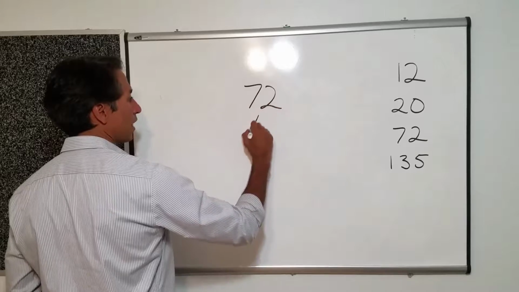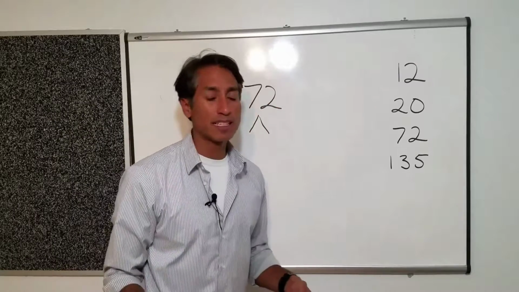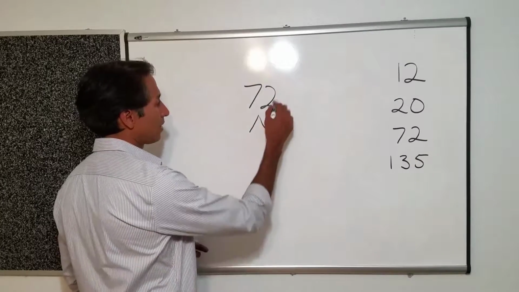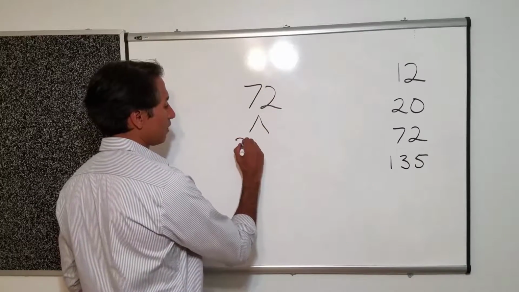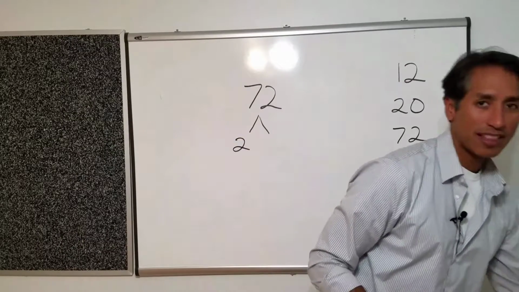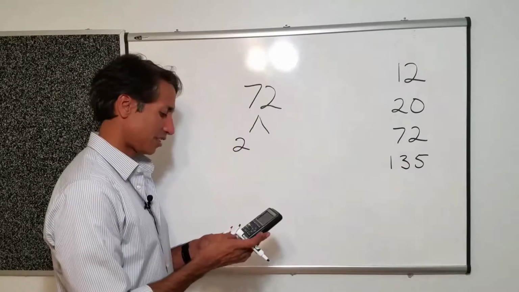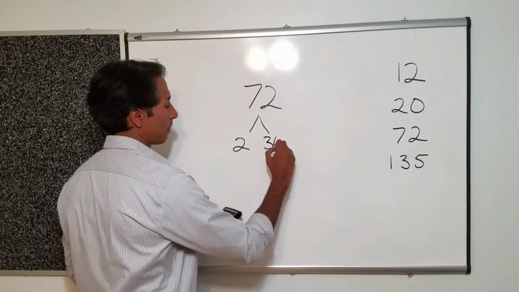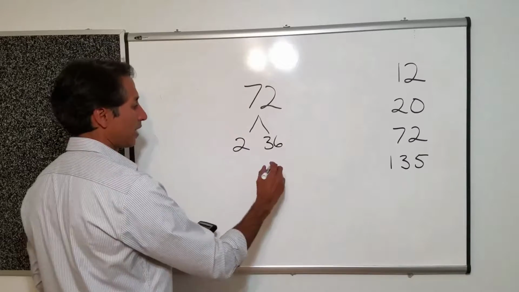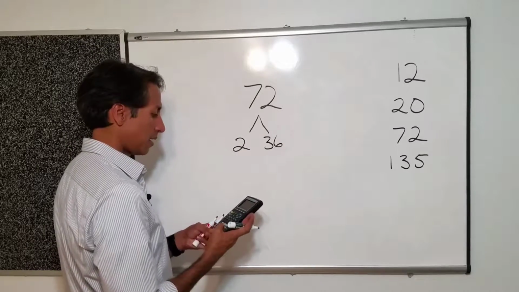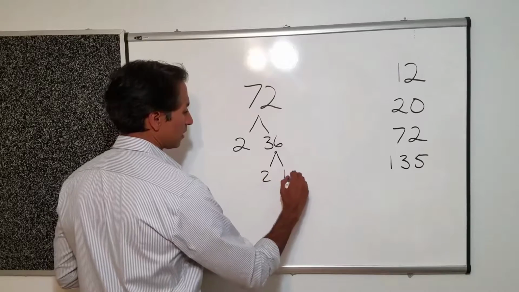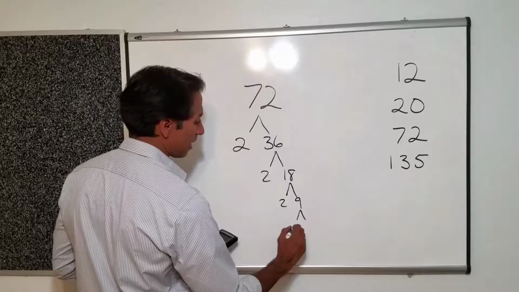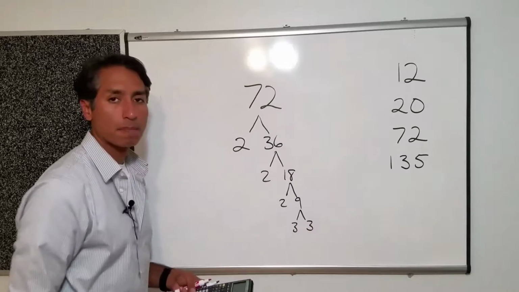72. Okay, well now the numbers are a little bit bigger, and let's say you don't know what 72 can be created from. Again, it's an even number, so you could divide it by 2. That's when you get this handy dandy little machine here and just do 72 divided by 2 is 36. And then from there, 36 divided by 2 is 18. And 18 is 2 times 9, and 9 is 3 times 3.